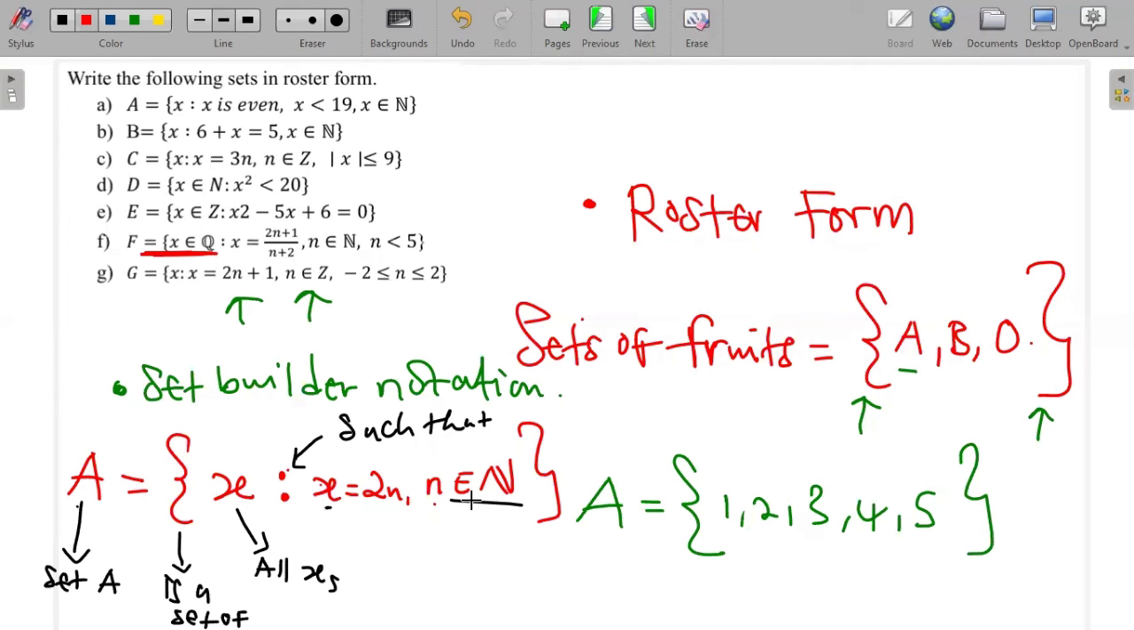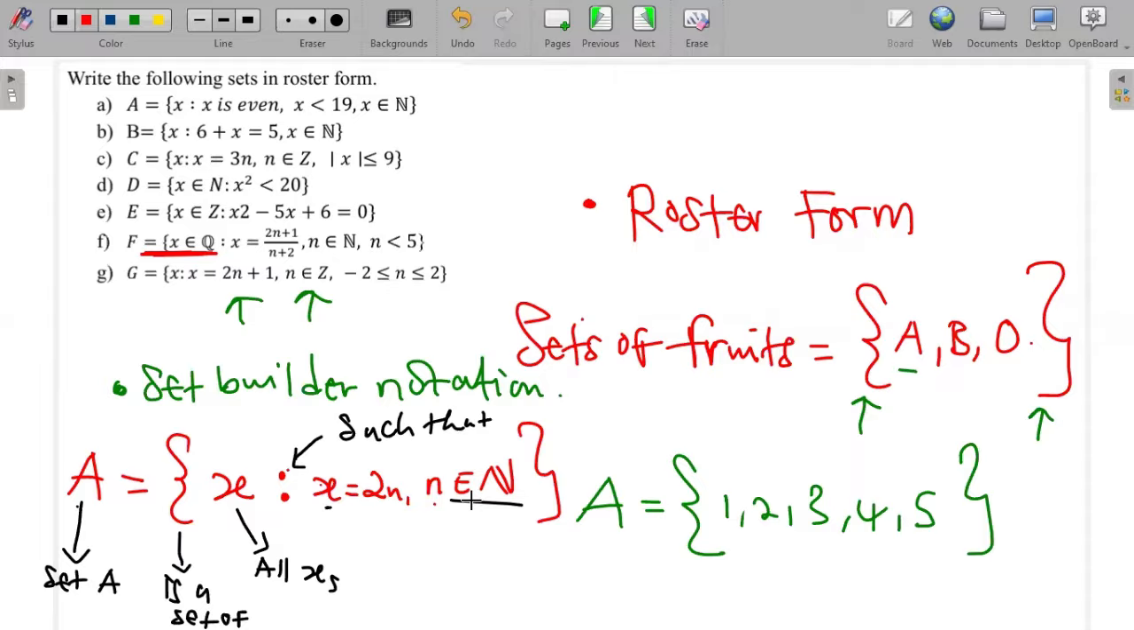Now, what they'll be testing you on is your ability to convert from the roster form to the set builder notation, or from the set builder notation to the roster form. That's all you'll be doing on this concept in sets. You're just converting. They give you an expression in roster form, you write it in set builder notation. They give you set builder notation, you write it in roster form.